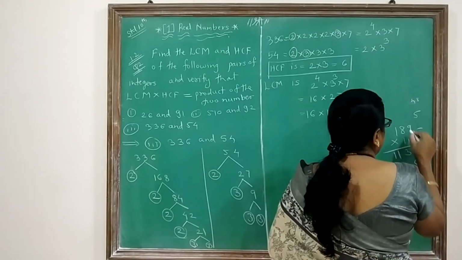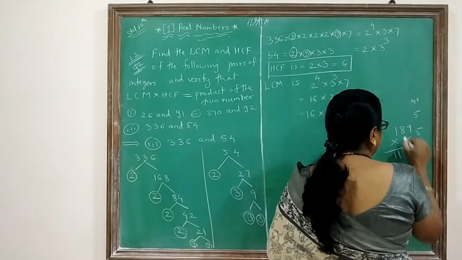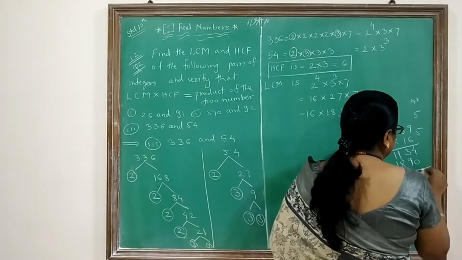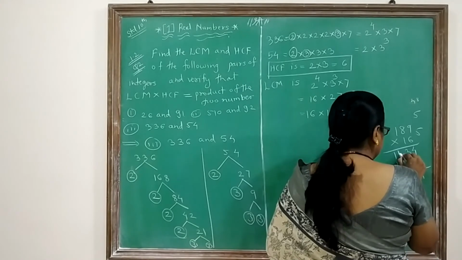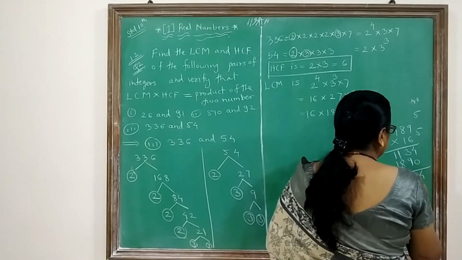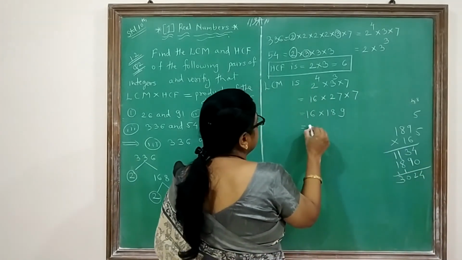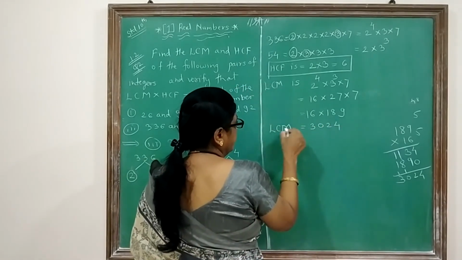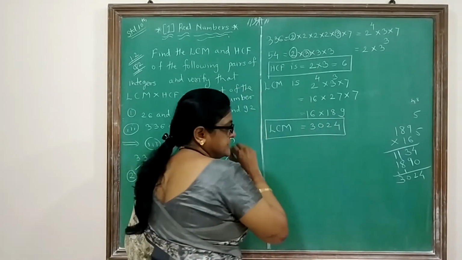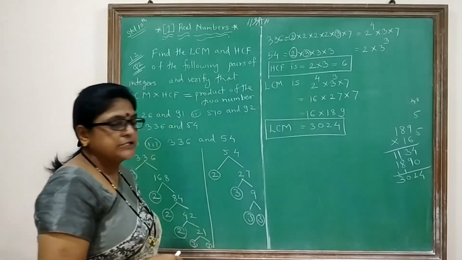Then here 0. 1 nine is 9. 1 eight is 8. 1 one is 1. Then 4. Then 12. Then 1. 9 plus 8, 9. 8 plus 1, 9. Then 10. Then 1. Then 3024. Here your answer is 3024. This is your LCM. Your LCM is what? 3024.